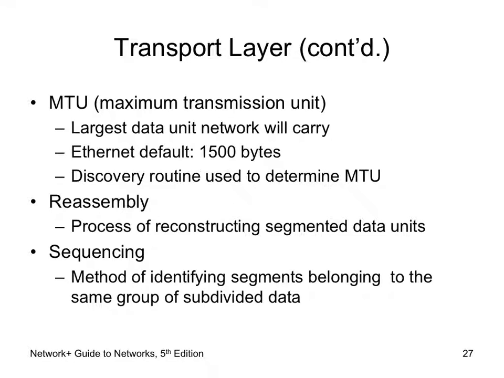MTU stands for, in this transport layer, the maximum transmission unit. This is basically the maximum size that caboose can handle. Each caboose on the train can only handle so much data. All right, that's the MTU. The largest data unit Ethernet will carry by default is 1,500 bytes, each unit. Its discovery routine determines the MTU, and by default, again, 1,500 is going to be the set max. You can beef that up, but you don't need to. With the speed of the networks now, you don't have to do that.